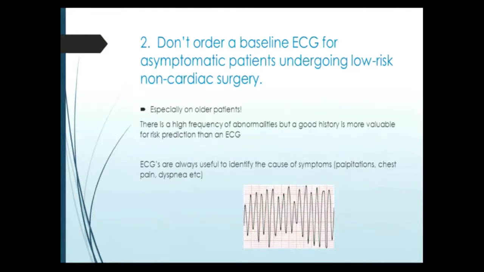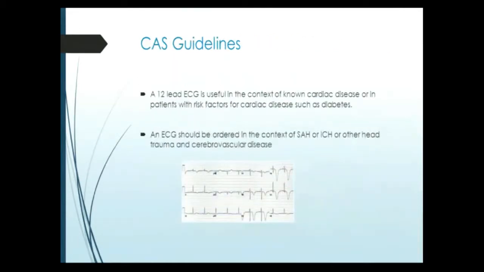But in your low-risk patients who are having low-risk surgery, doesn't matter their age, they don't need an ECG if they're not symptomatic. So the CAS guidelines, very similar. Basically, again, they say if they've got coronary disease, a baseline is probably useful, but in other patients they shouldn't be. The CAS guidelines also add in a little bit about patients with subarachnoid hemorrhages, which is what I've got here, those lovely Cannon T waves.